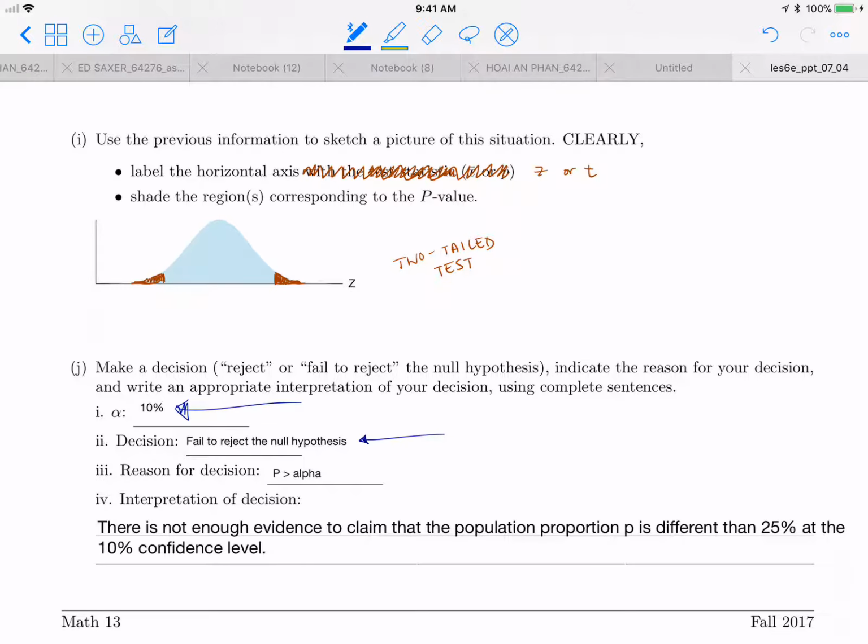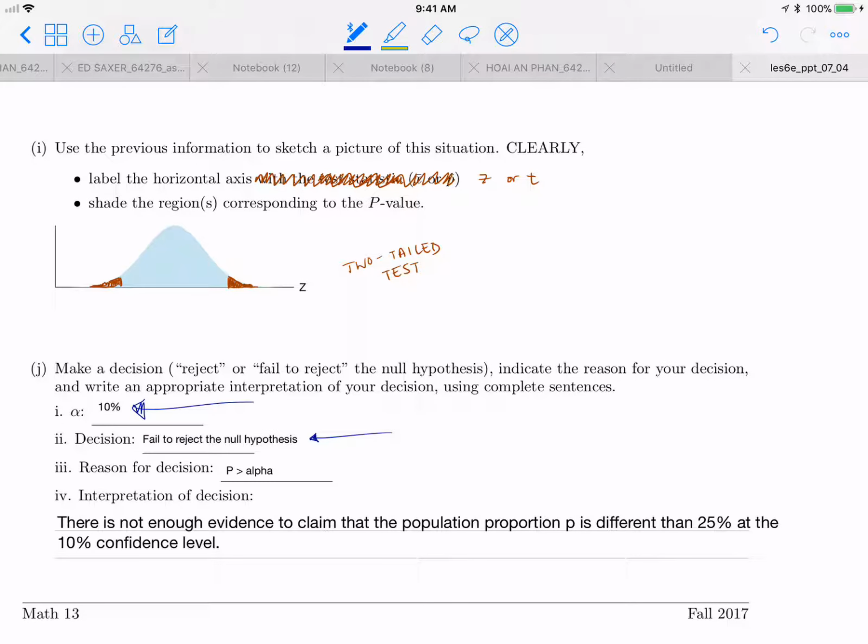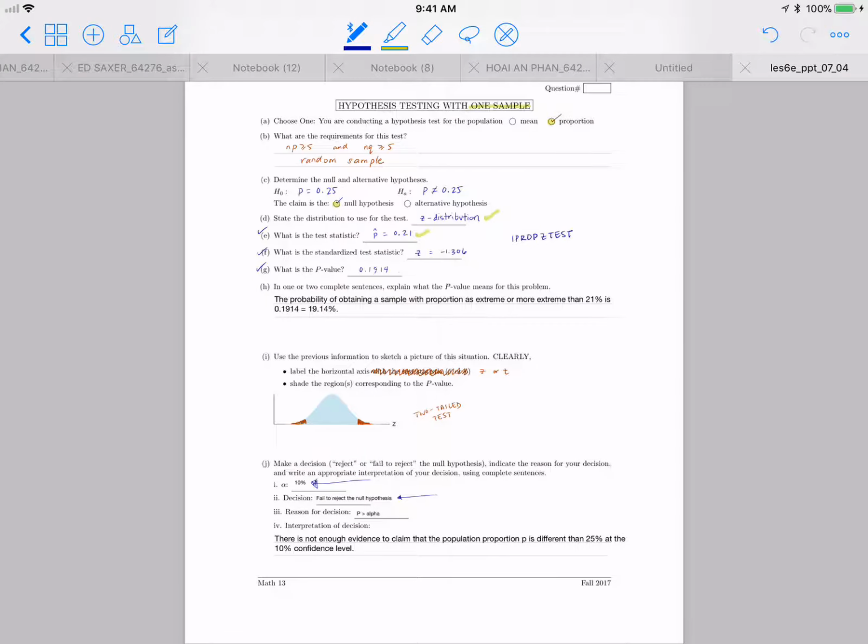And our interpretation is that there's not enough evidence to claim that the population proportion is different than 25% at the 10% confidence level. Okay? So if alpha equals 10%, then no, we're not able to support the claim.